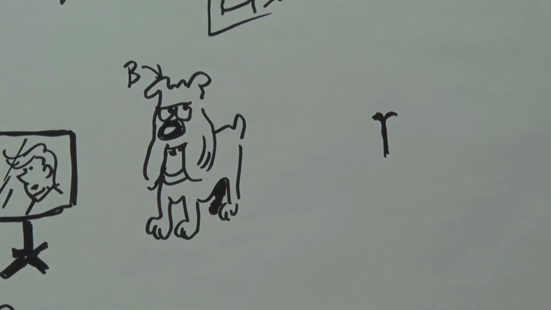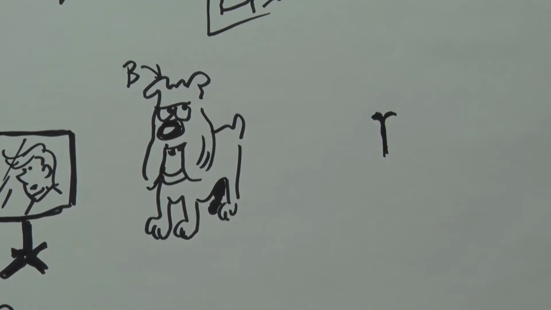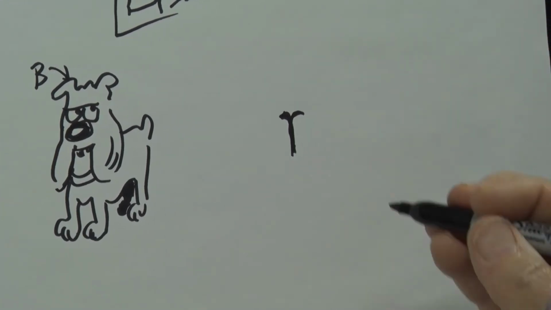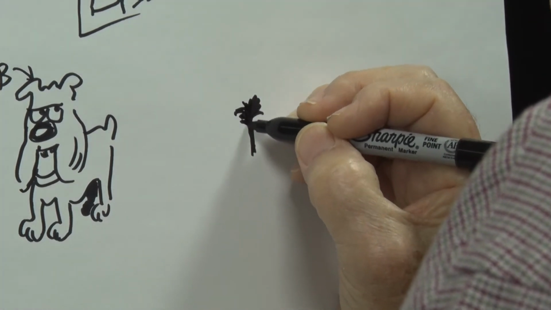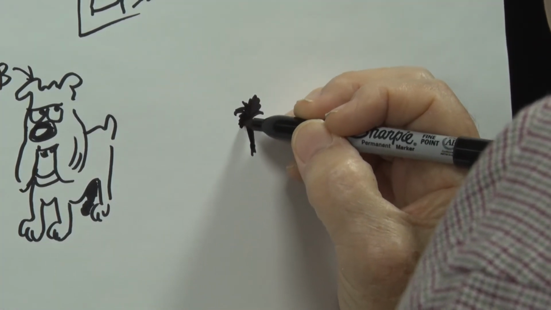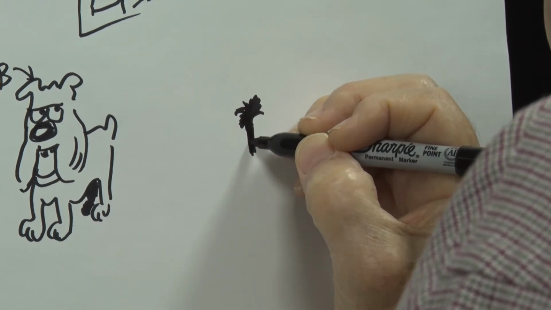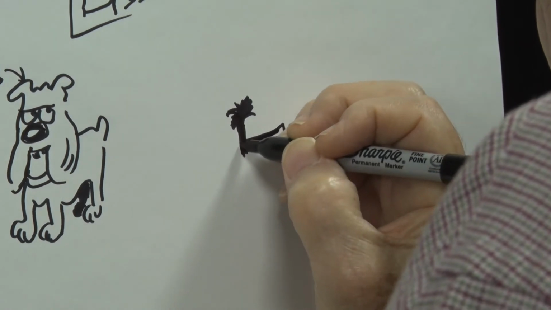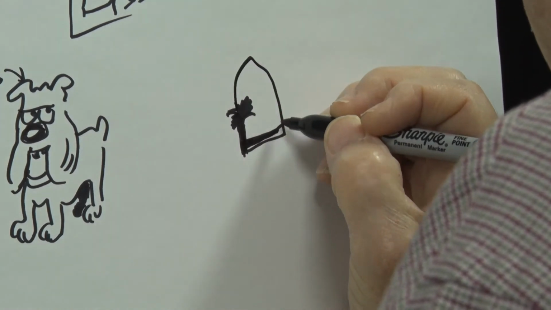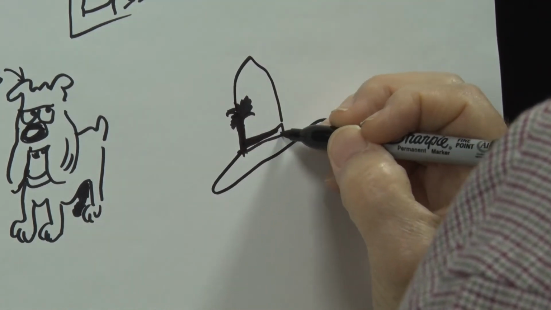And then we go on to this other R. And what I decided to do here is to turn that R into a kind of a decoration on somebody's hat. A real old-fashioned hat.